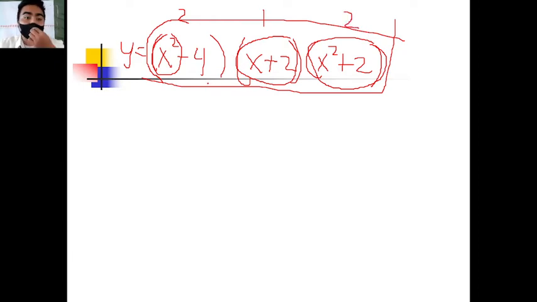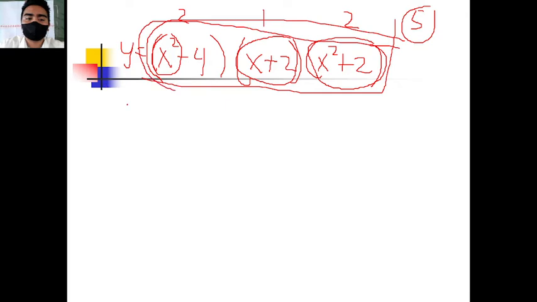So in totality, if we add them all, how many exponents do we have? That's my question. We have 5. So the highest degree of this function is 5. It's raised to 5. Only that one. All right. So how about this function?